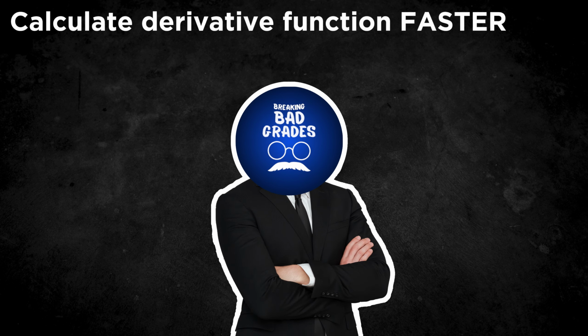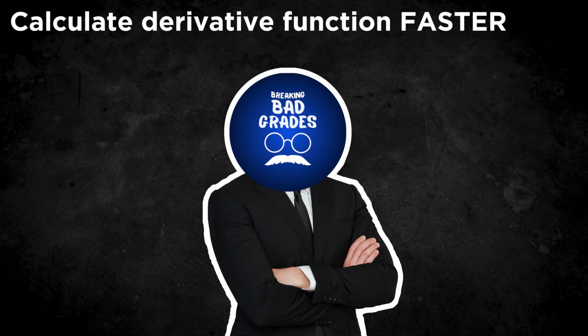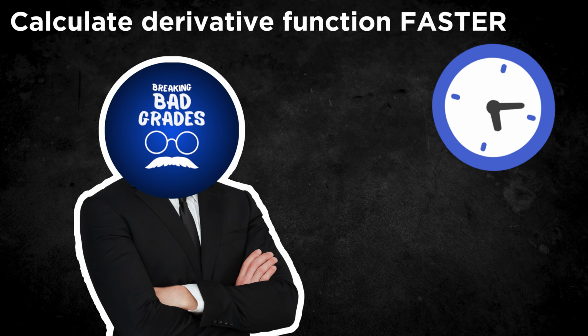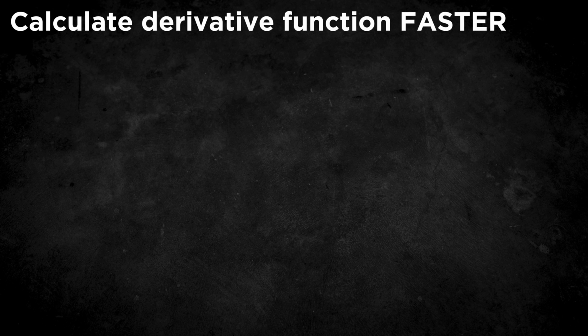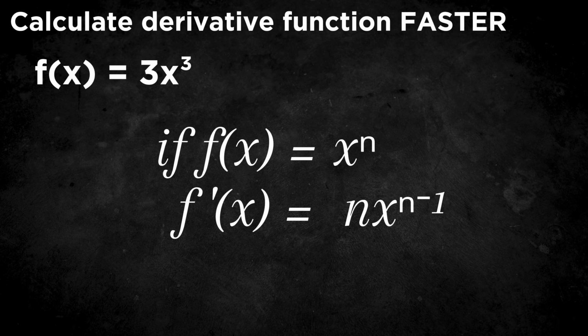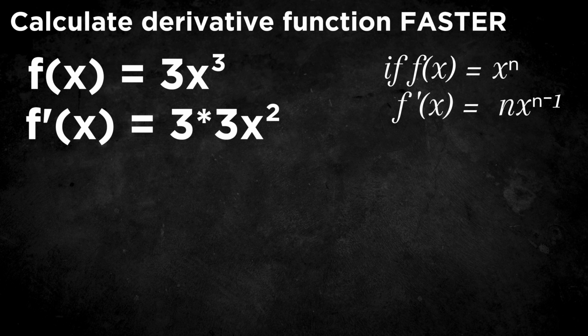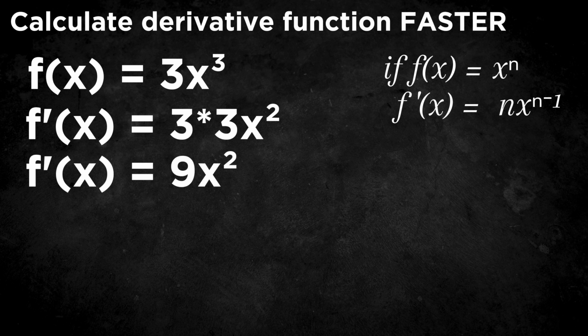Calculating the derivative function like this took a long time. Well, there's a much faster way to form the derivative function of a given function. When you have a term, for example 3x cubed, you can use this formula to find the derivative much faster. The formula is as follows. The derivative of x to the power of n is equal to n times x to the power of n minus 1. So when we have 3x cubed, the derivative would be 3 times 3x squared, which equals 9x squared. This also works for polynomials too.